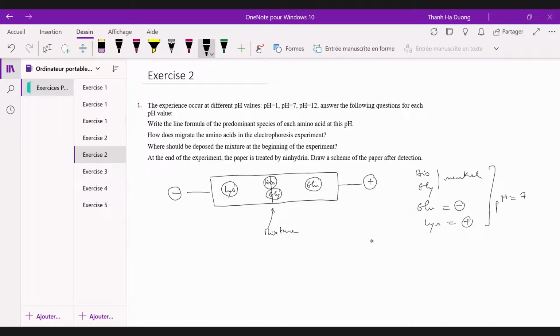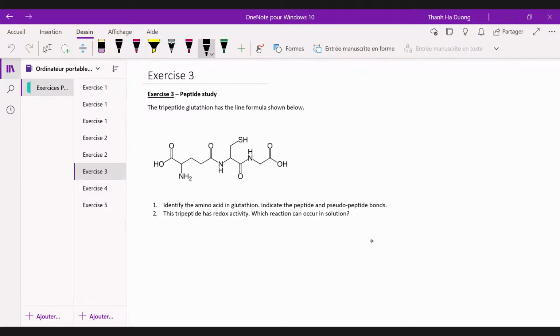Okay, so this is at pH 7. You can do that for pH 1 and pH 11, is that okay? Yes, that's okay. I will give you a correction next week. Next exercise.